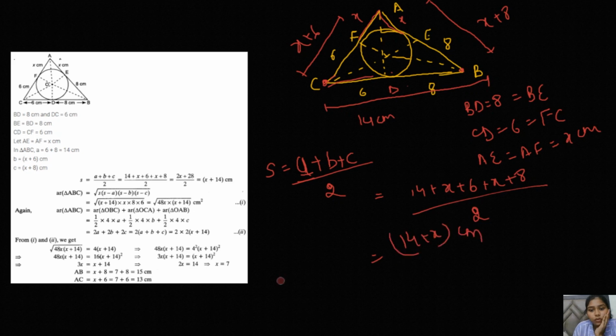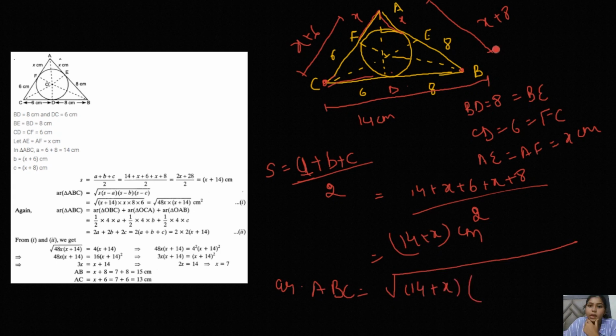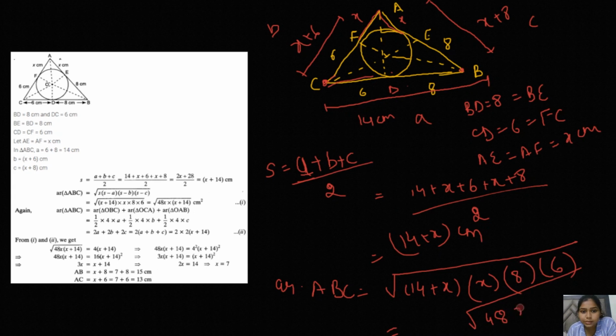So just applying Heron's formula, we get the area of ABC equals root over s times (s minus a). A was this side. Let this be a, B is this side and C is this side. So when we subtract, we get x. When we subtract x plus 14 minus x, then we get 14. Then we get 8, and here we get 6. So after solving this, we are getting root over 48 times (x plus 14). This is what we are getting.